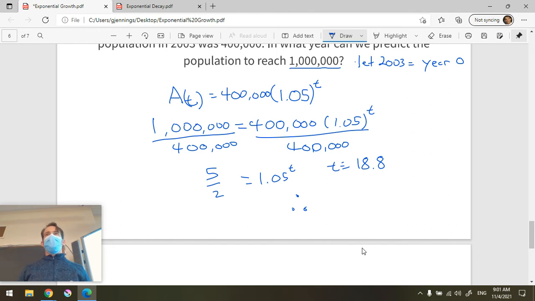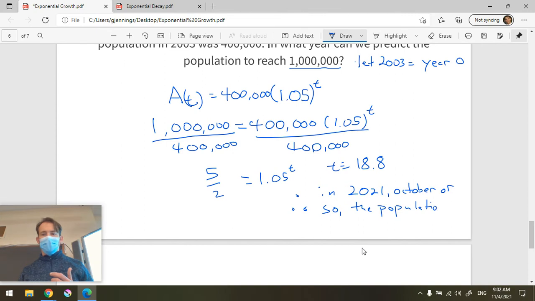2021. Yeah, in 2021 and like what is that? 10 months? Like 9 and a bit months. Yeah. So therefore in 2021. Oh, right about now actually. Right about now in 2021, maybe mid-October or so, the population reaches 1 million.